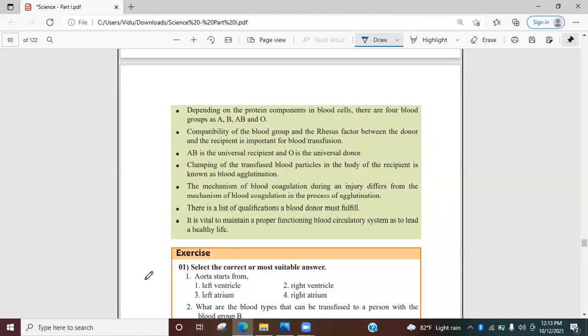Clumping of the transfused blood particles in the body of the recipient is known as blood agglutination. The mechanism of blood coagulation during an injury differs from the mechanism of blood coagulation in the process of agglutination. There is a list of qualifications a blood donor must fulfill. It is vital to maintain a proper functioning blood circulatory system to lead a healthy life. So we finished the grade 9 science lesson.